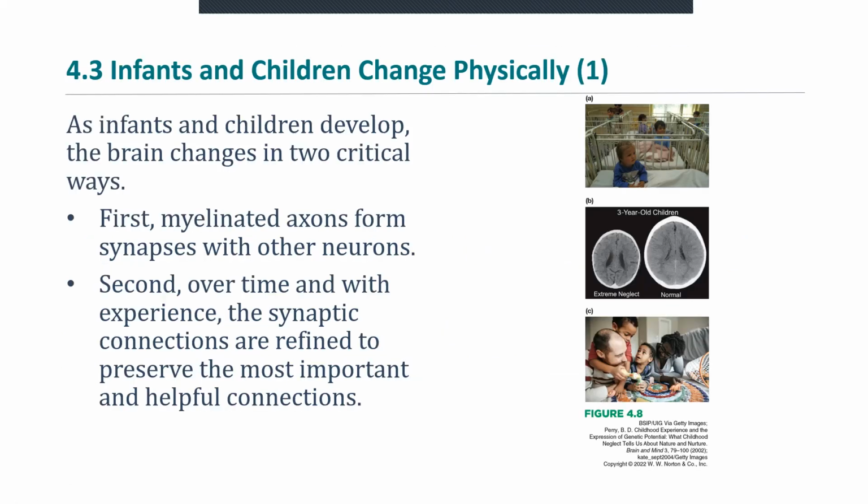And let's begin with, I guess, how the brain changes. Okay. So we're going to start with looking at physical development early on. So as infants and children develop, the brain changes in two critical ways. First, myelinated axons form synapses with other neurons.